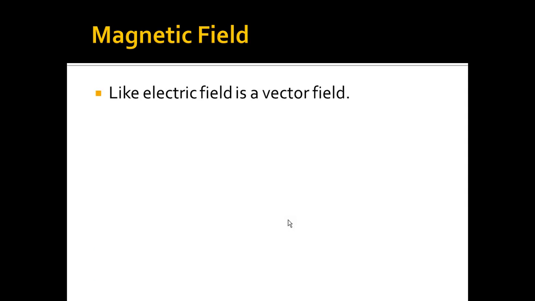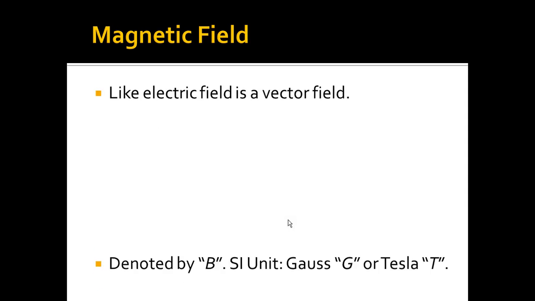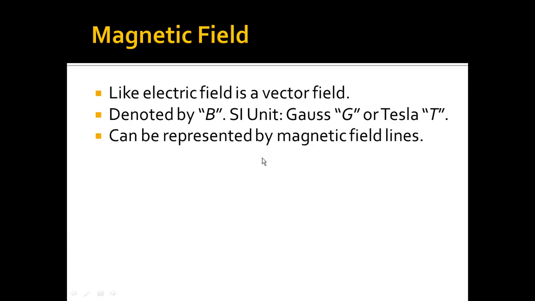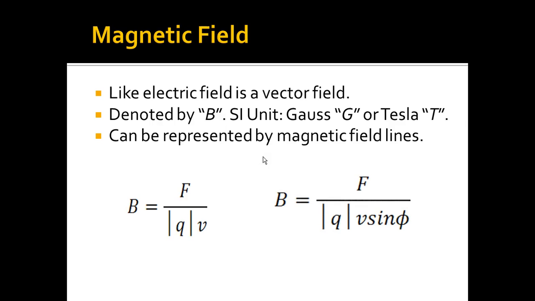Okay, so the magnetic field, like the electric field, is a vector field. So therefore, there is an associated direction for every point within the vector field. The magnetic field is denoted by B and has the unit Tesla or Gauss. The magnetic field can be represented by what we call magnetic field lines. Of course, just like what was presented earlier, the magnetic field can be computed from the force by dividing force by qv, or qv sine phi.